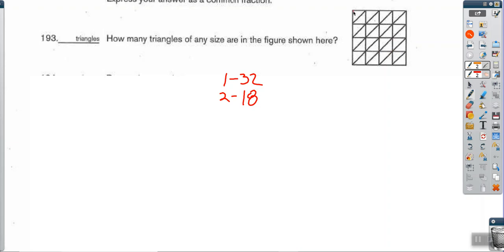So then the next one has to have a side length of 3. So for a side length of 3, 1, 2, 3, 4, and then all the opposites, right? So 4 times 2 is 8.